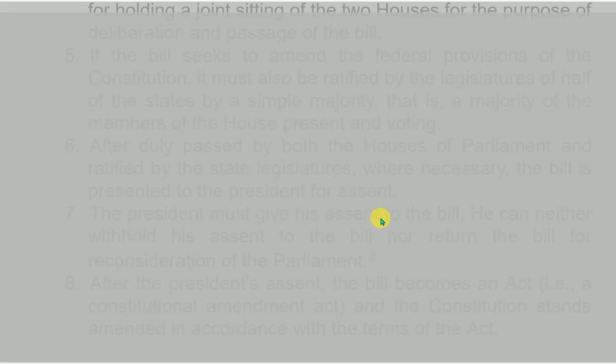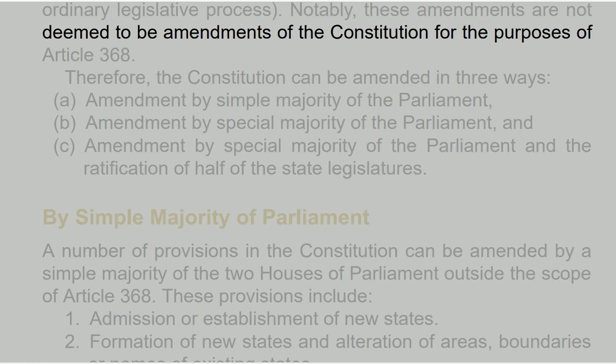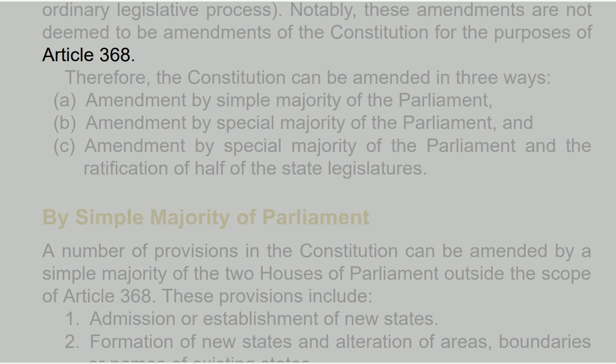Types of amendments. Article 368 provides for two types of amendments, that is, by a special majority of Parliament and also through the ratification of half of the states by a simple majority. But some other articles provide for the amendment of certain provisions of the Constitution by a simple majority of Parliament, that is, a majority of the members of each House present and voting, similar to the ordinary legislative process. Notably, these amendments are not deemed to be amendments of the Constitution for the purposes of Article 368.